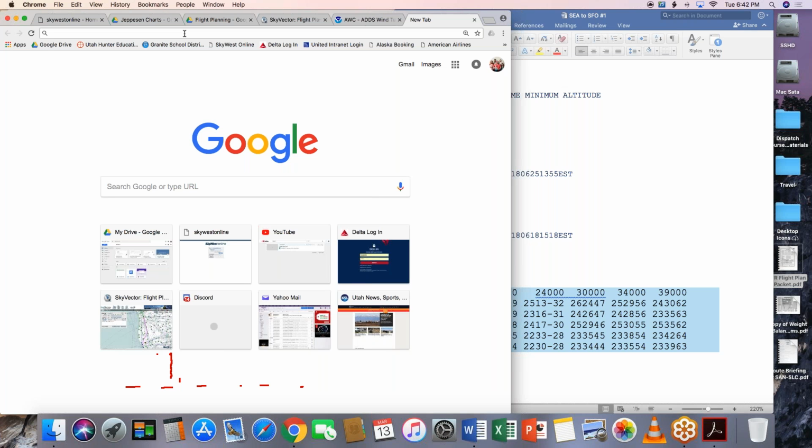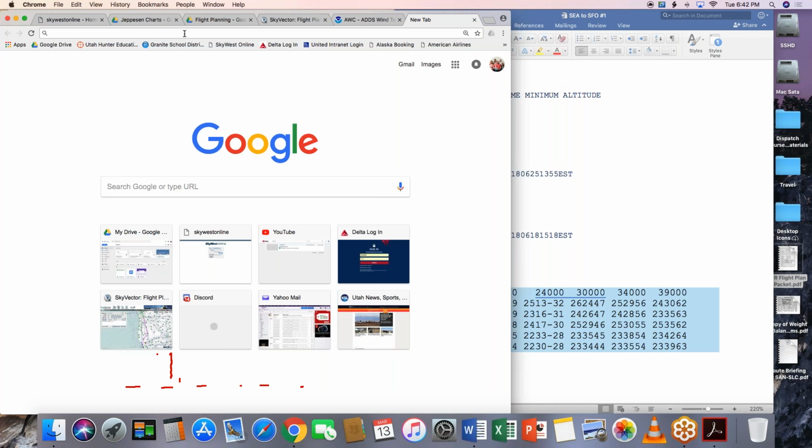So what you do is you come to wind, and the crosswind/headwind. Okay, our wind direction is 240. Okay, we hit down, enter. The wind speed is 38 knots.